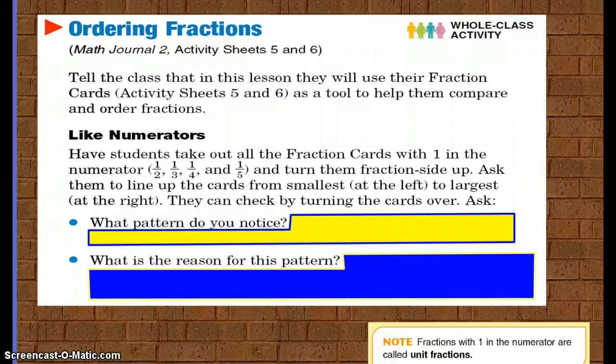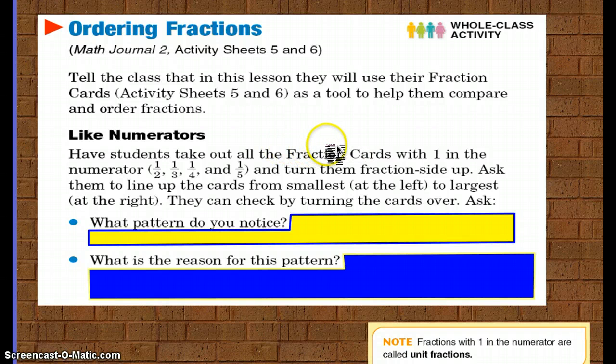In this lesson, you will use your fraction cards, activity sheets 5 and 6, as a tool to help you compare and order fractions. So what I need you to do is go to the back of your math journal, look at the fraction cards, rip them out slowly and carefully, and then cut them on the lines that are provided. Please make sure you initial them. Again, they're in the back of your math journal student book. I want you to take out all those fraction cards.